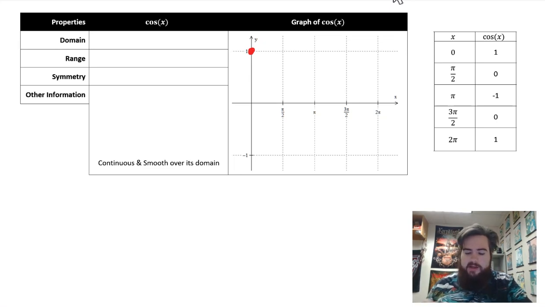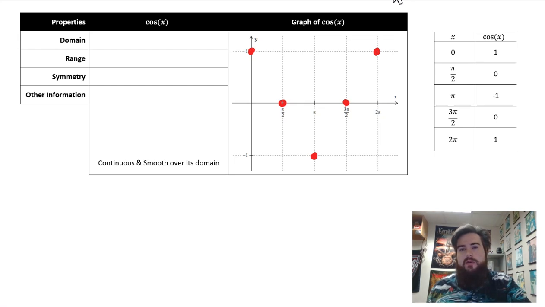Then we have pi halves, 0, which puts us on the x-axis. Pi, -1 puts us down here. 3 pi halves and 0 puts us back to the x-axis. And 2 pi and 1 brings us back up to the top.